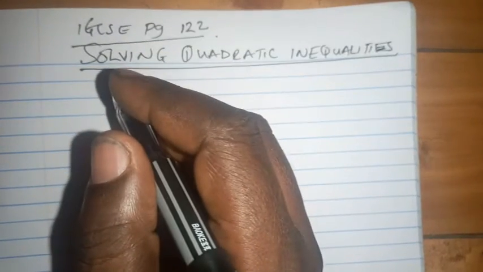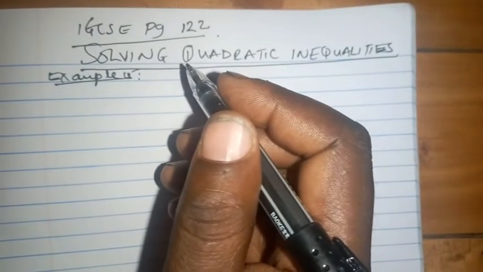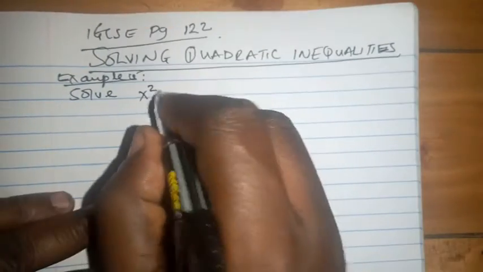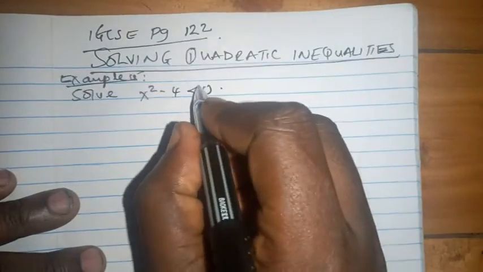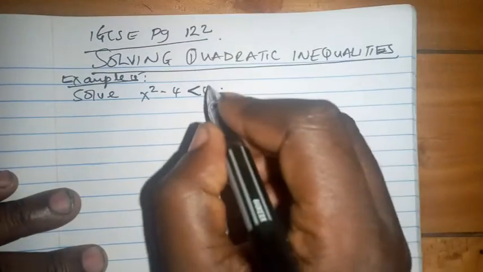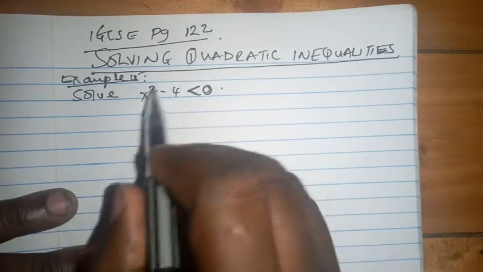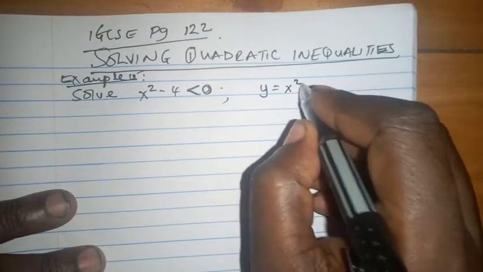But anyway, let's talk about example 15. We are going to solve x squared minus 4 is less than 0. The one very fundamental rule you are supposed to undertake here is to assume you are not even seeing the inequality, and talk about y is equals to x squared minus 4.